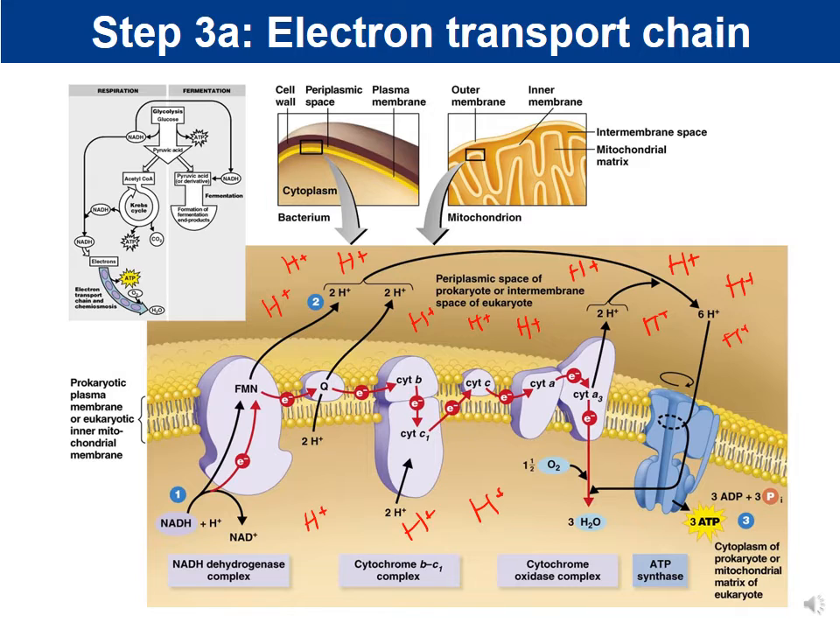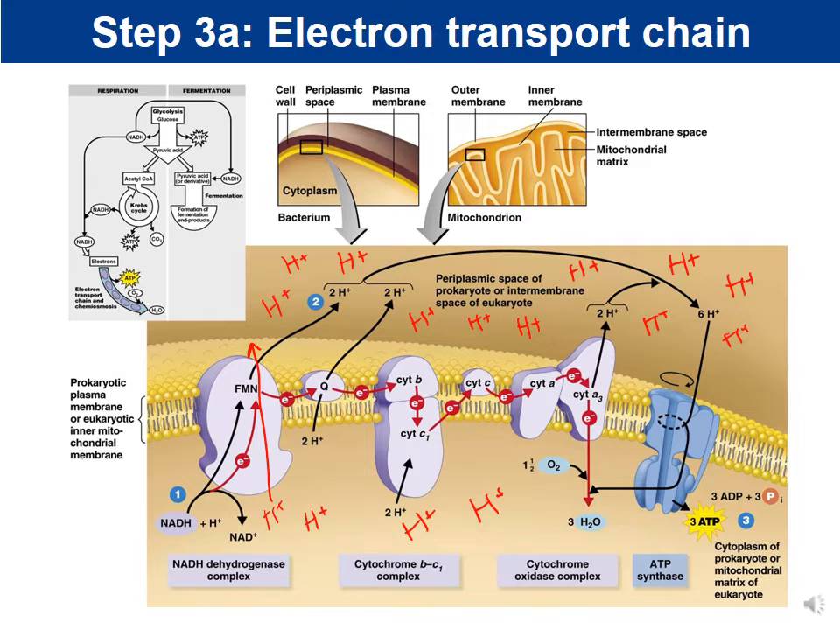So as the electrons go down the chain, remember that they're going to give up a little bit of energy. They're going to lose some energy along the way. And what happens is that the energy it's giving off is used to pump hydrogens against the gradient, meaning it's going to pump hydrogens from a low concentration to where it's high.